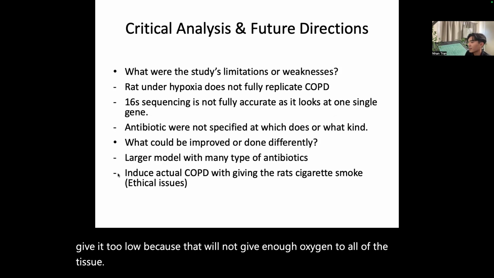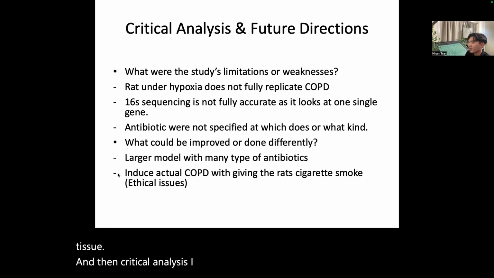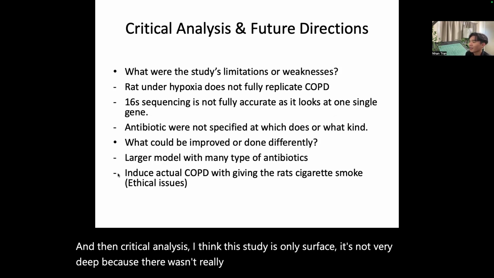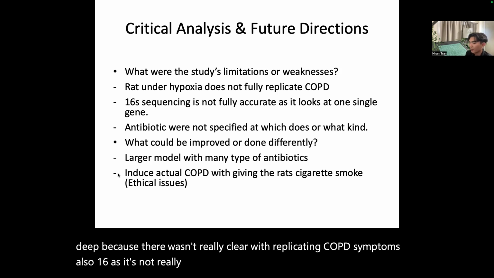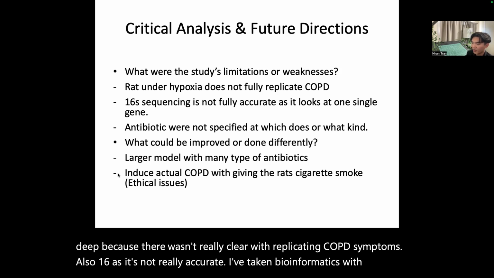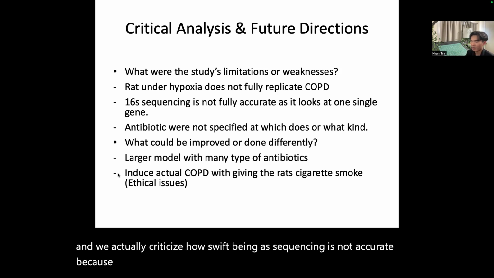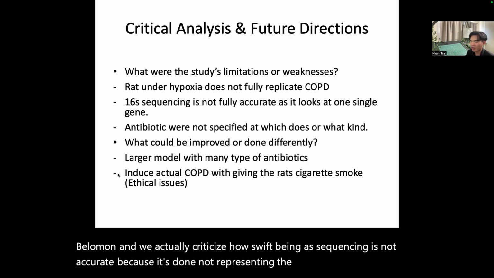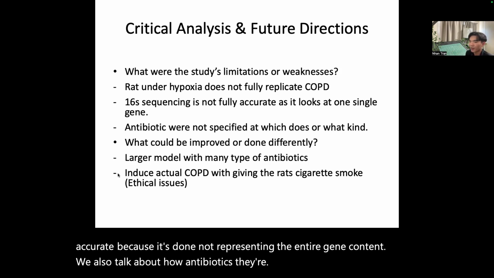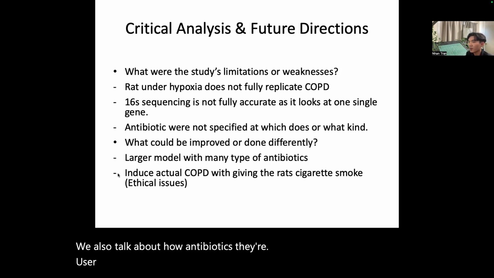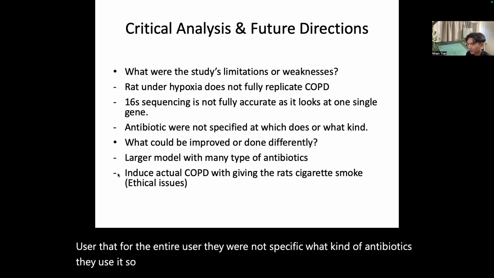And then critical analysis, I think this study is only surface, it's not very deep, because there wasn't really clear replicating of COPD symptoms. Also, 16S is not really accurate. I've taken bioinformatics with Dr. Balaman, and we actually criticized how 16S sequencing is not accurate because it does not represent the entire gene content. We also talk about how for the antibiotic usage they were not specific with what kind of antibiotics they used, so we don't know.